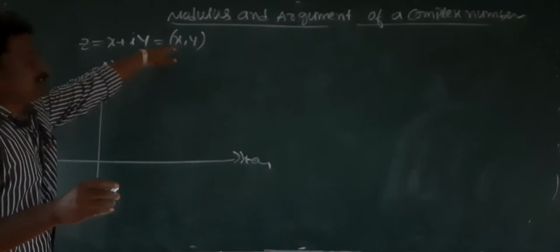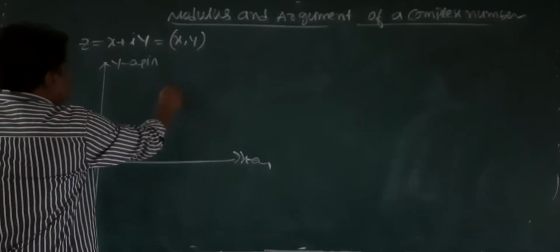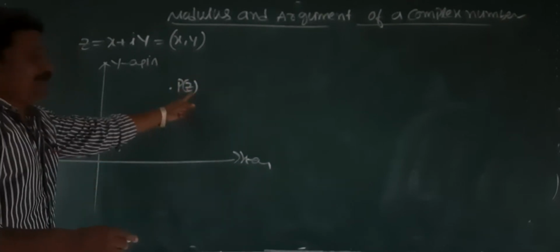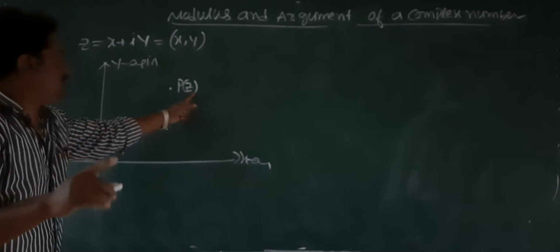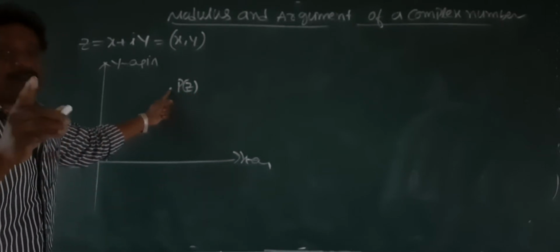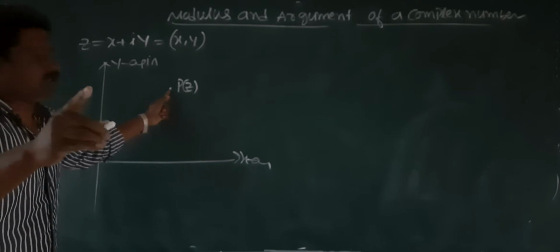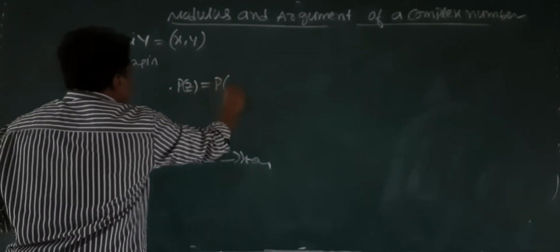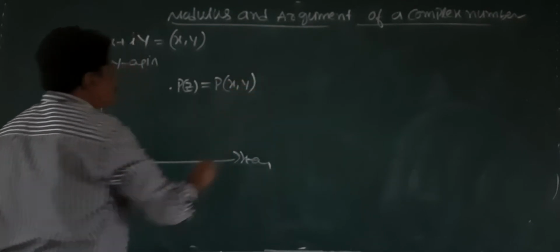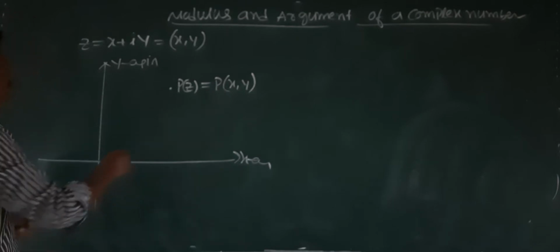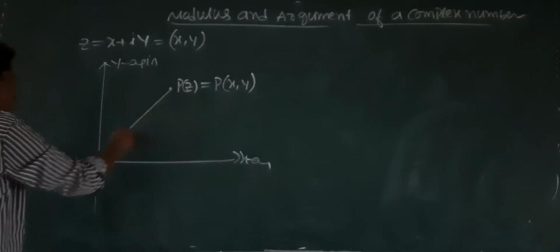Let us take this point somewhere here. This is the complex number. A complex number in a plane means a point. Let's call it P, z, or P(x, y). What are the coordinates of z? x comma y. So now look at me, students.